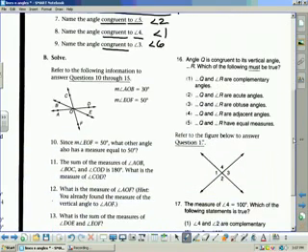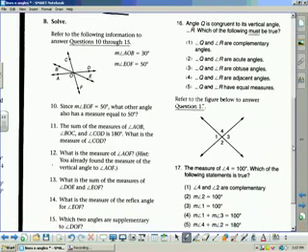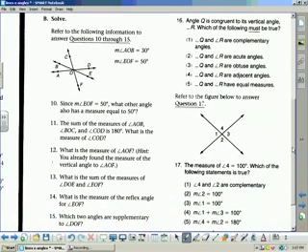Looking down at the next diagram, they've given us some information here. We're referring to this diagram, questions 10 through 15. Always take a minute and read the information they've given you. Whenever you have a diagram, I would go ahead and mark in my numbers. It helps me give a visual. Find the measure of angle AOB, 30 degrees.